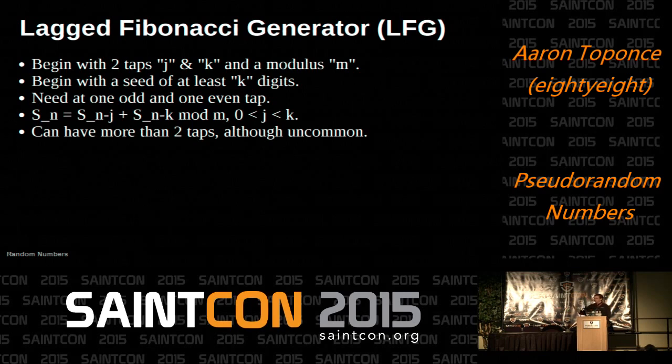All right, so here is our form, S sub n equals S sub n minus j plus S sub n minus k, instead of minus 1 and minus 2, mod m, where 0 is less than j is less than k. You don't have to have two taps also. You can have three taps and four taps, and this has been studied. There's some interesting properties with it. I'm not going to go into it, but know that it has been looked into. And mathematicians like this sort of study when they're bored.